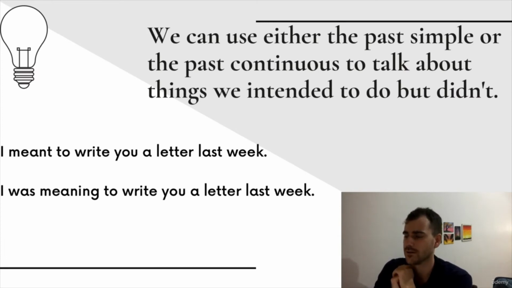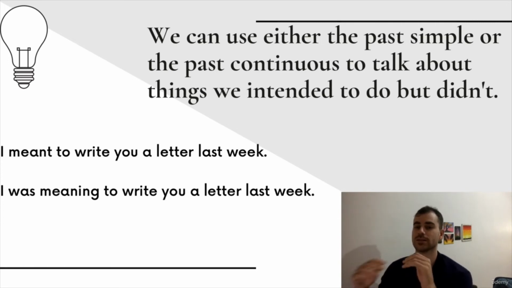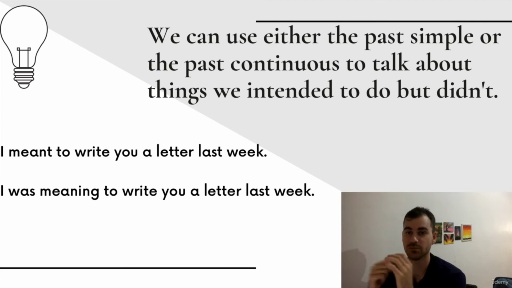We can use either the past simple or the past continuous to talk about things we intended to do but didn't. I meant to write you a letter last week. I was meaning to write you a letter last week. For things we intended to do but didn't do, we have a choice. We can use past simple or past continuous with the same meaning.